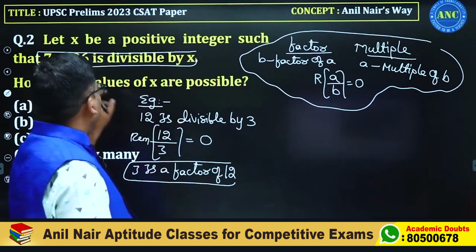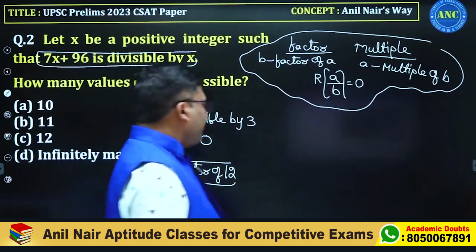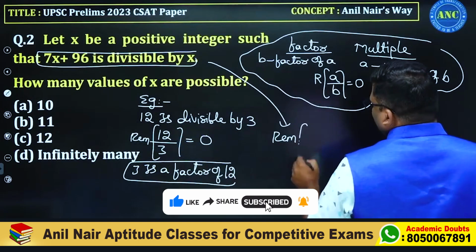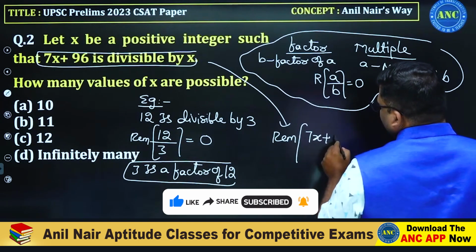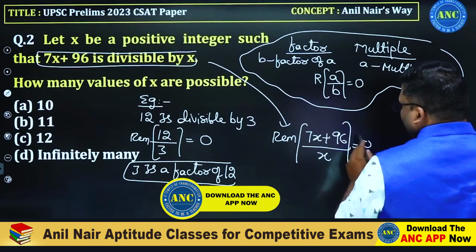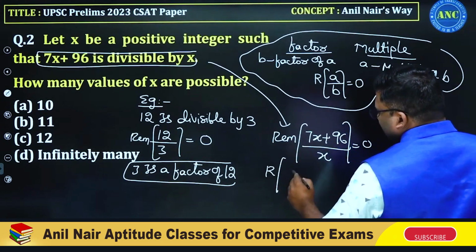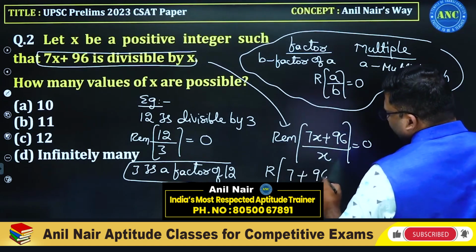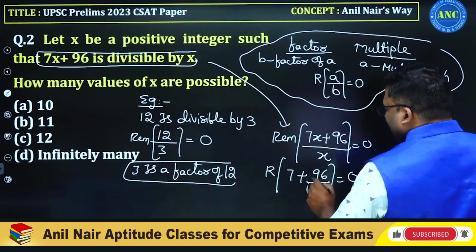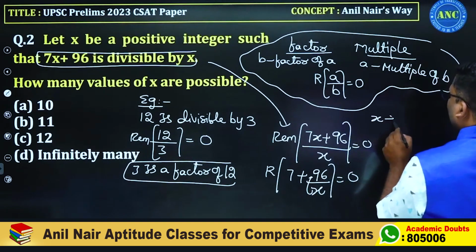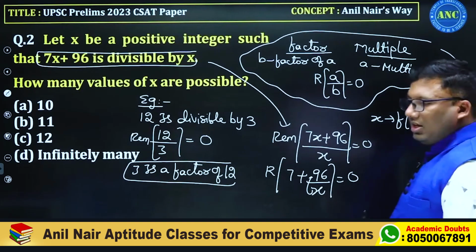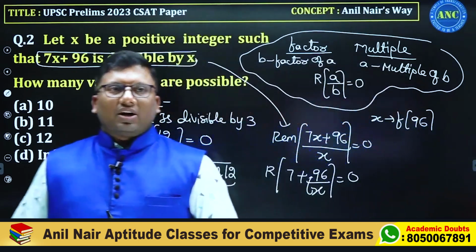That means if this is divisible by x, the remainder should be 0. 7x plus 96 divided by x, the remainder should be 0. 7x by x is 7. That means 7 plus 96 by x, the remainder is 0. If the remainder is 0, x should be a factor of 96.